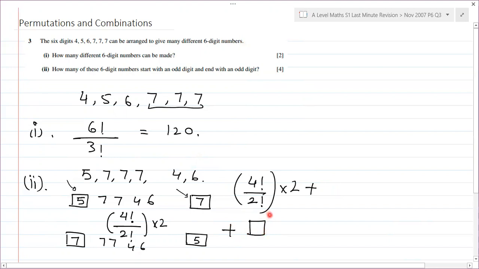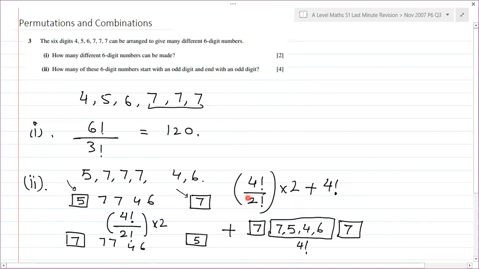Plus, now the last option that we have is it starts with a 7 and also ends with a 7. So 7 over here and 7 over here. So in this case, we'll have 1 7 in the center, 1 5 in the center, 1 4, and 1 6. We have 4 numbers and all 4 are not repeating. So in this case, we'll just have 4 factorial over here.